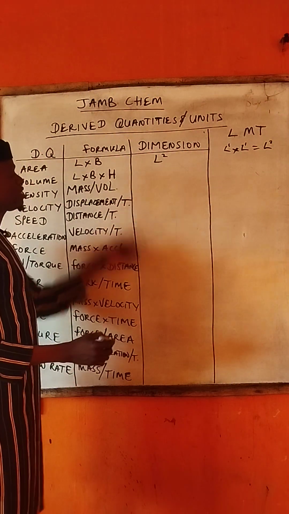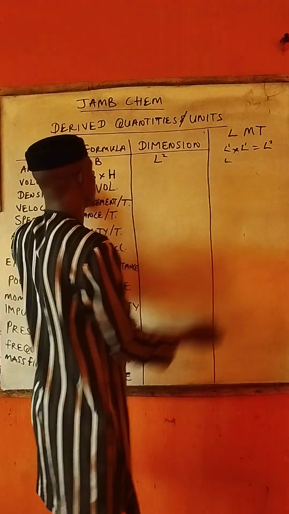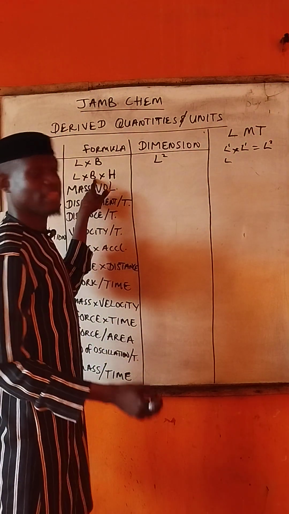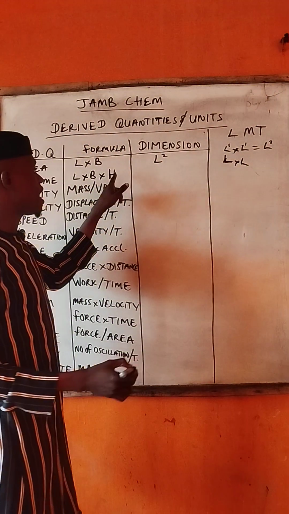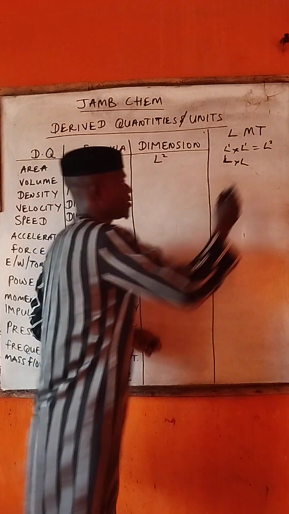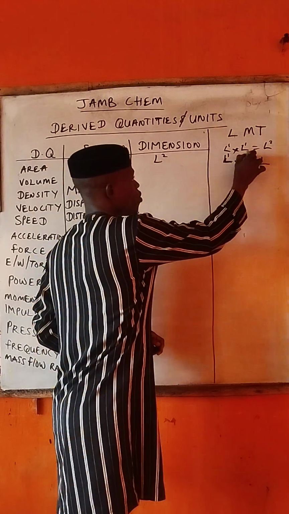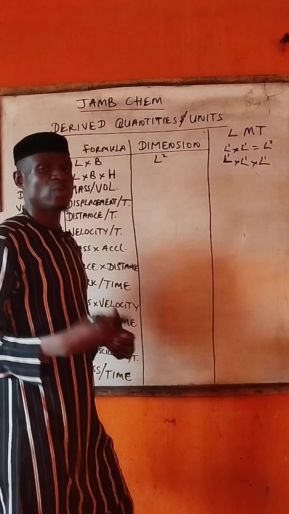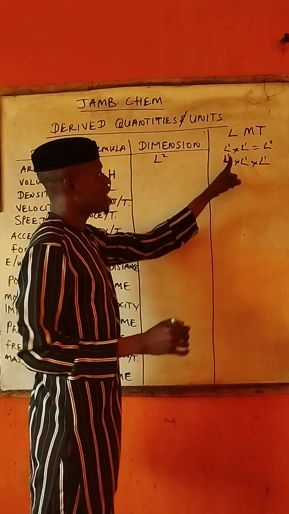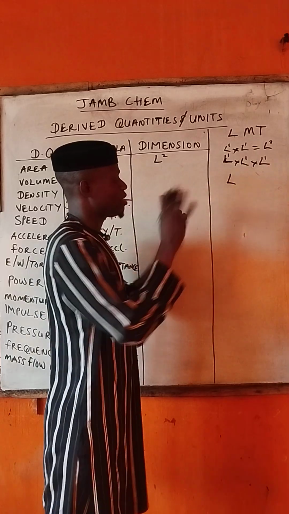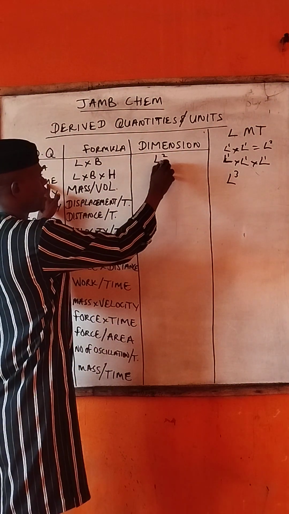The volume is length times breadth times height. The dimension for length is L. The dimension for breadth is also L, and the dimension for height is still L. So we have one L, one L, one L. They are common, so we add the 1, 1, 1 together, and we have L raised to power 3. So that is the volume, L raised to power 3.